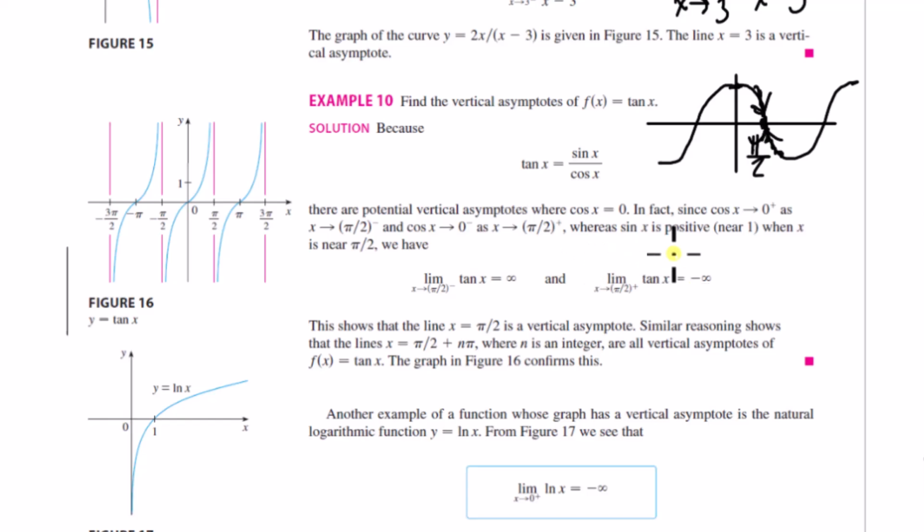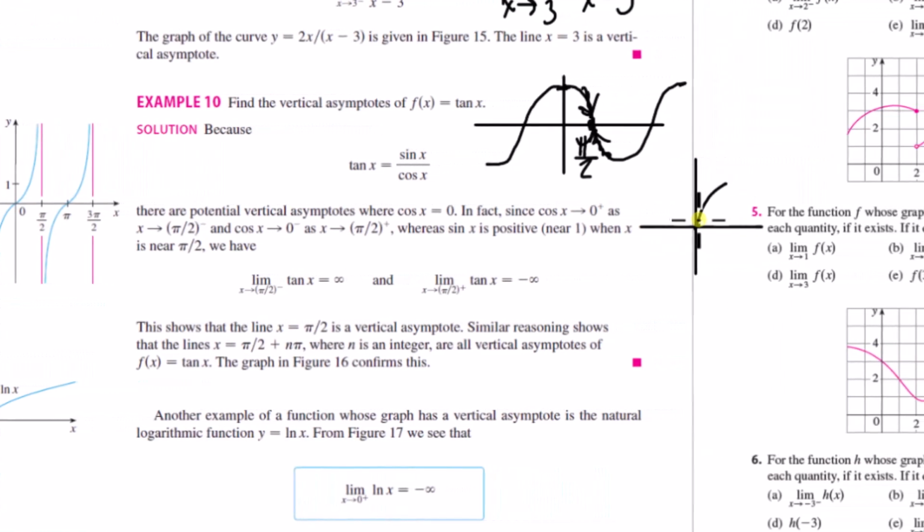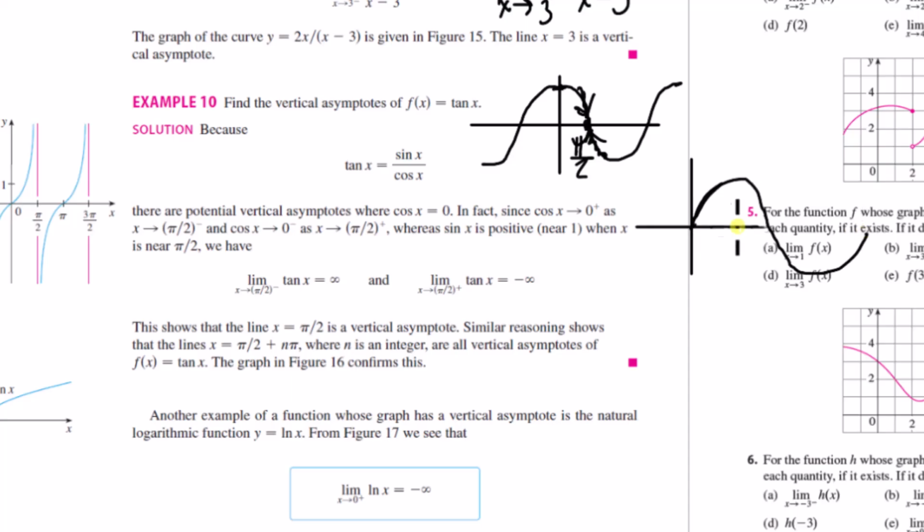whereas sine of x is positive. It's near 1 when x is near pi over 2. So sine of x would be, right, like this is 2 pi, there's pi over 2 for sine of x. Then what they're trying to say is that for tangent of x, as x approaches pi over 2 from either side, we're just going to have some finite number right around 1 coming from either side in the numerator.